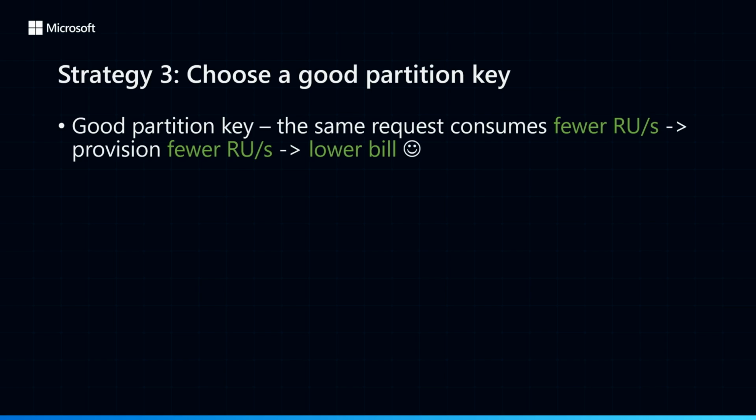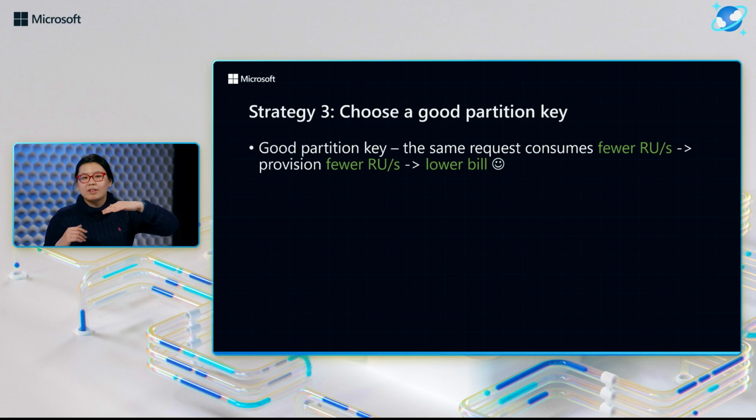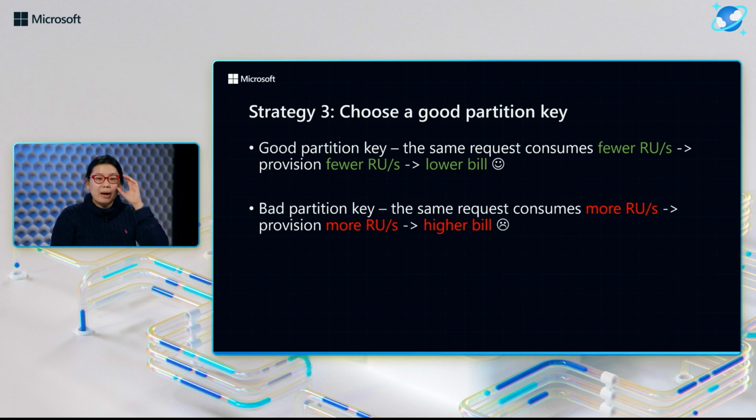At a high level, a partition key in Cosmos DB helps Cosmos DB route all your requests efficiently, whether you're doing reads or writes. With good partitioning, the same request would consume fewer RUs than if you pick a bad partition key. And if you consume fewer RUs, that means you can provision fewer RUs. And because you're billed for what you provisioned, your bill is also lower, right? In contrast, if you have a bad partition key and now all your requests consume more RUs than the same with a better partitioning strategy, now you're going to have to provision more RUs, which is higher cost.